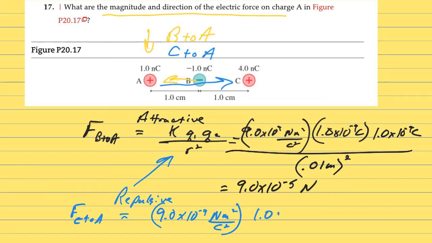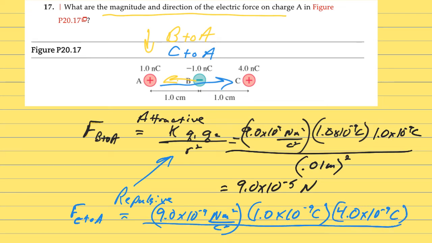All right, 1.0 times 10 to the negative 9. I'm doing the charge A. Why negative 9? Because that's what nano is. You just kind of got to know these things. And the second one is 4.0 times 10 to the negative 9. And this one is not 1 centimeter away, even though you see 1 centimeter. It's C to A, so it's 0.02 meters, 2 centimeters. And don't forget to square it.